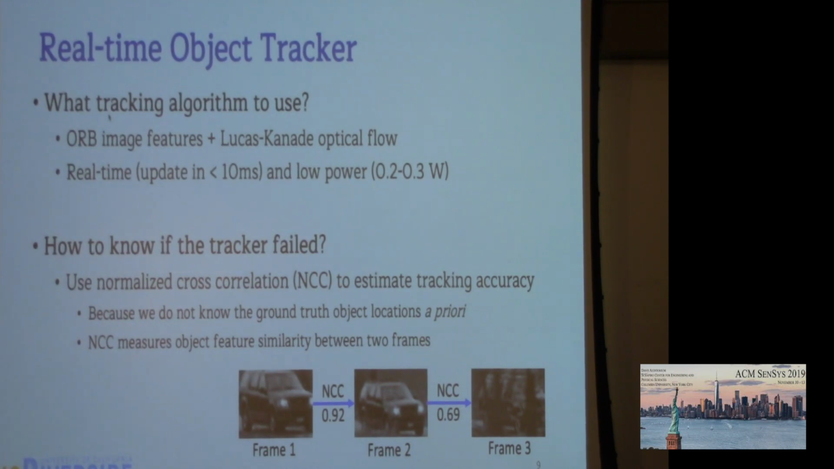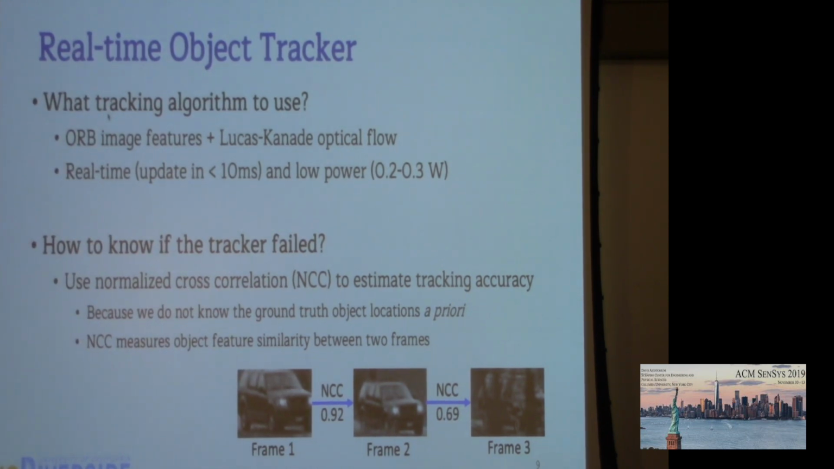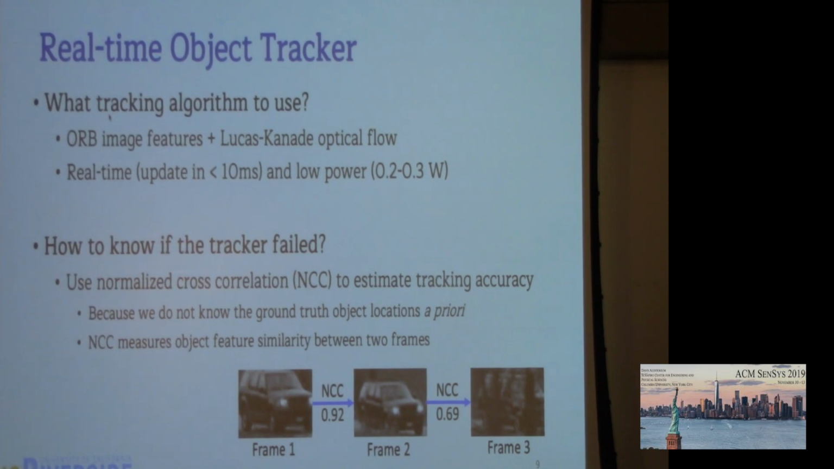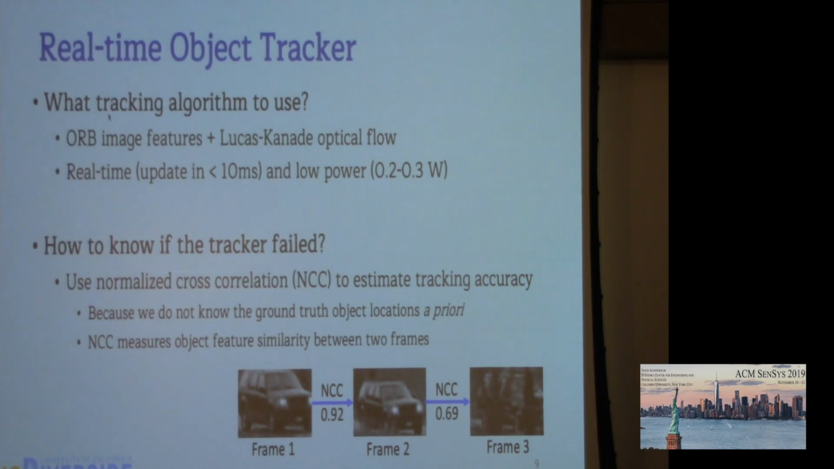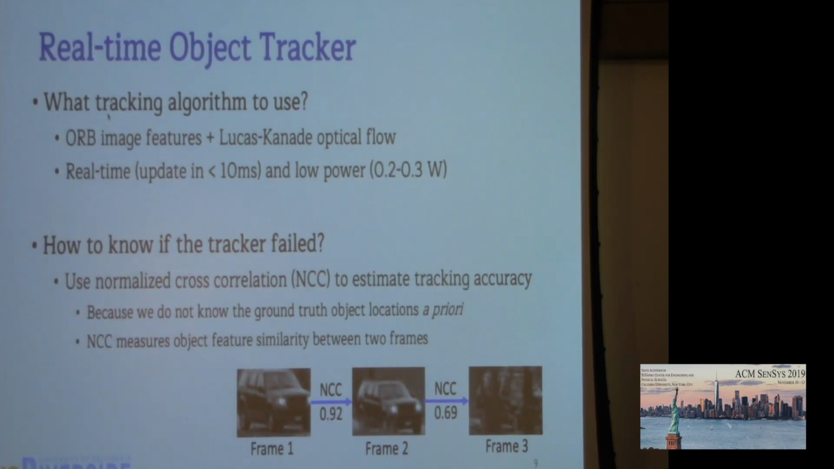The next part of our design is the real-time object tracker. We have quite a few requirements here: we need to be fast and we need to be low power. So we use image features together with Lucas-Kanade optical flow. This combination of techniques provides very good tracking outcomes that run within 10 milliseconds for a location update on the phone, and is low power, using only 200 to 300 milliwatts.